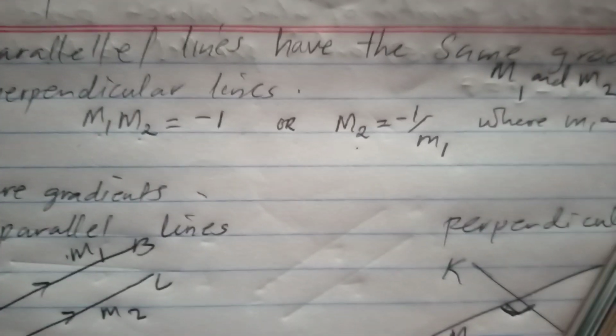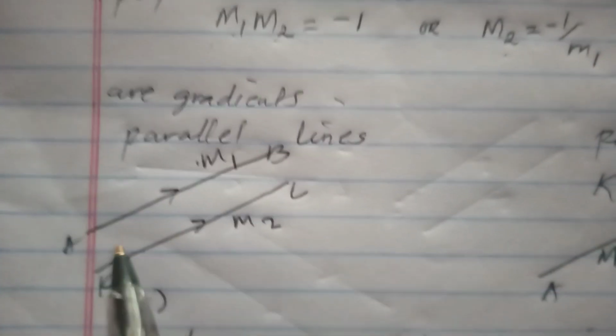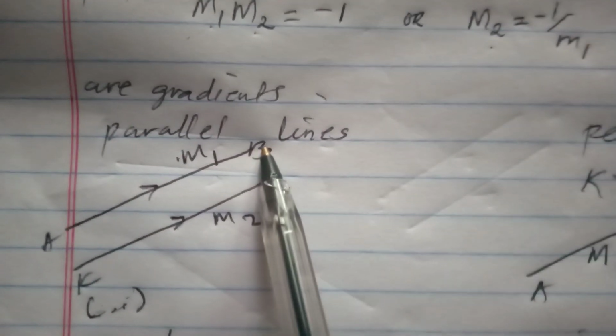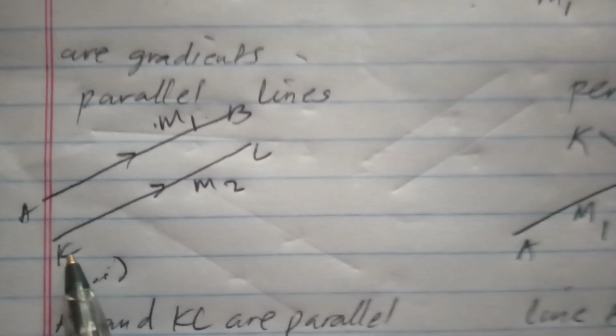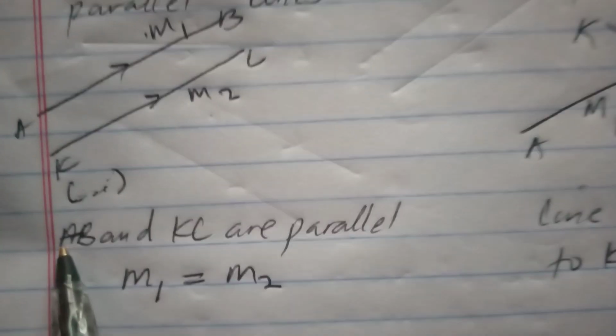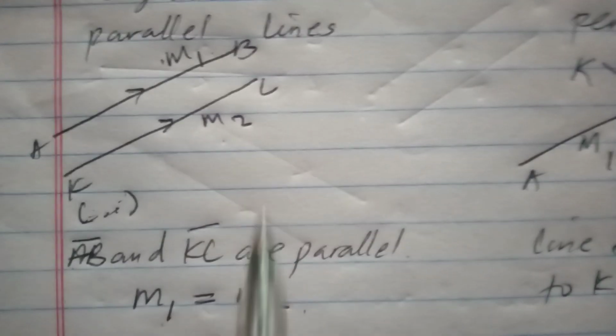So parallel lines have the same gradient. Perpendicular lines, these are the two conditions we can borrow. So let us start with parallel lines. If line AB has gradient m1 and line KL has gradient m2, and line AB and KL are parallel, that means the gradient of AB is equal to the gradient of KL. So m1 is equal to m2.